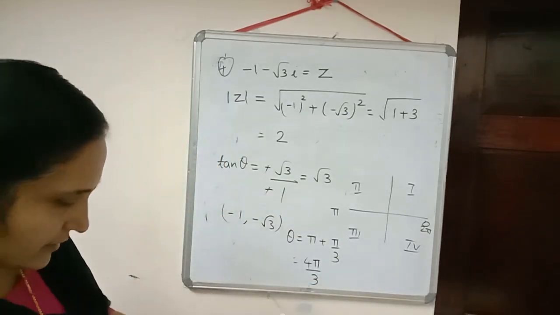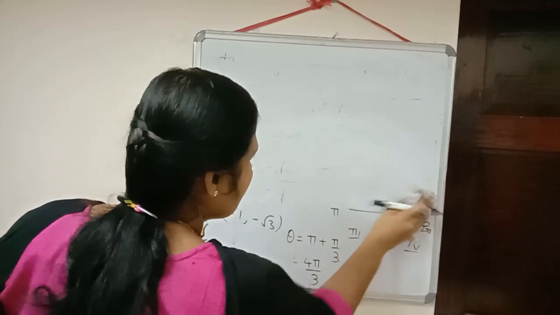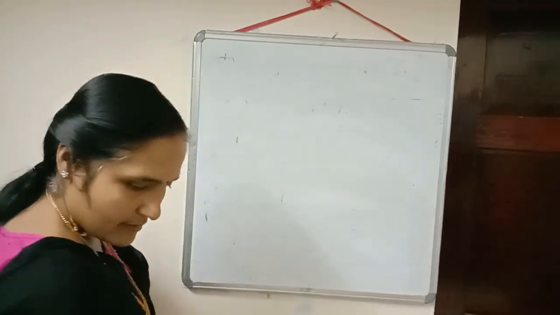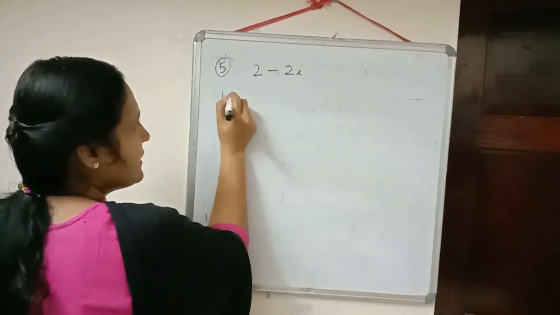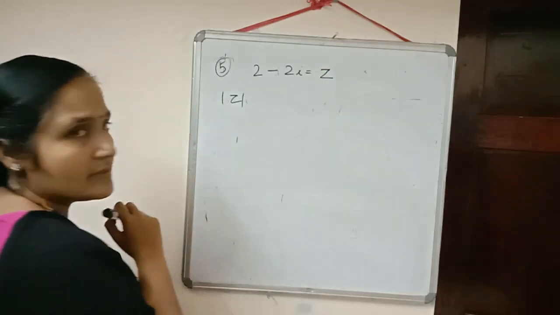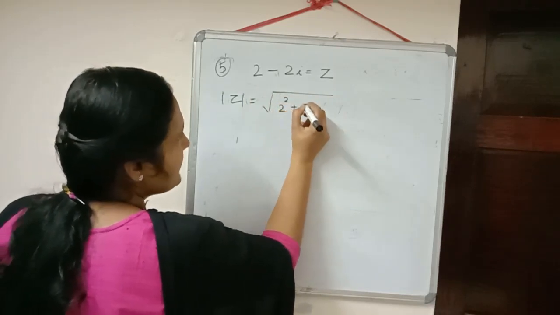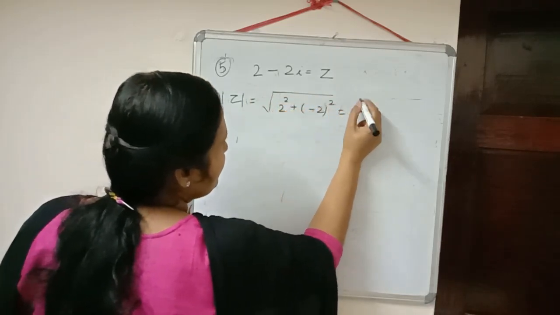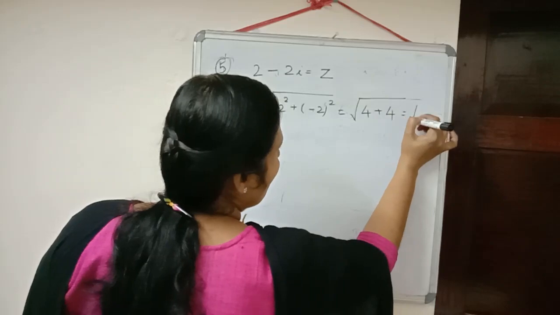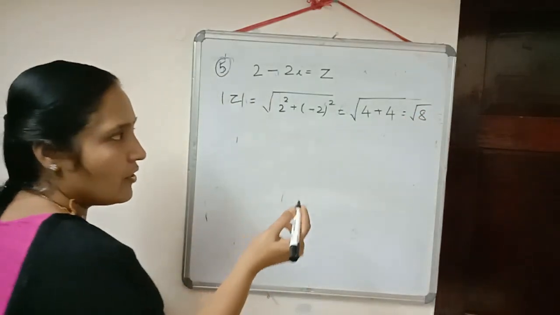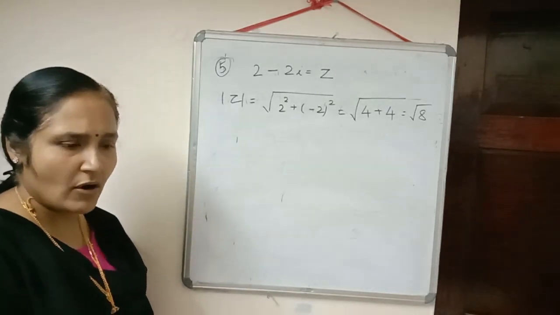Okay. Now all of you write down the next one. The fifth question is 2 minus 2i. Modulus we can calculate first. So mod z is equal to the square root of 2 squared plus minus 2 the whole squared. What is 2 squared? 4. Plus minus 2 the whole squared is also 4. So that is equal to root 8. If you want, you can write simply root 8 or you can simplify it and write 2 root 2. That depends on you.